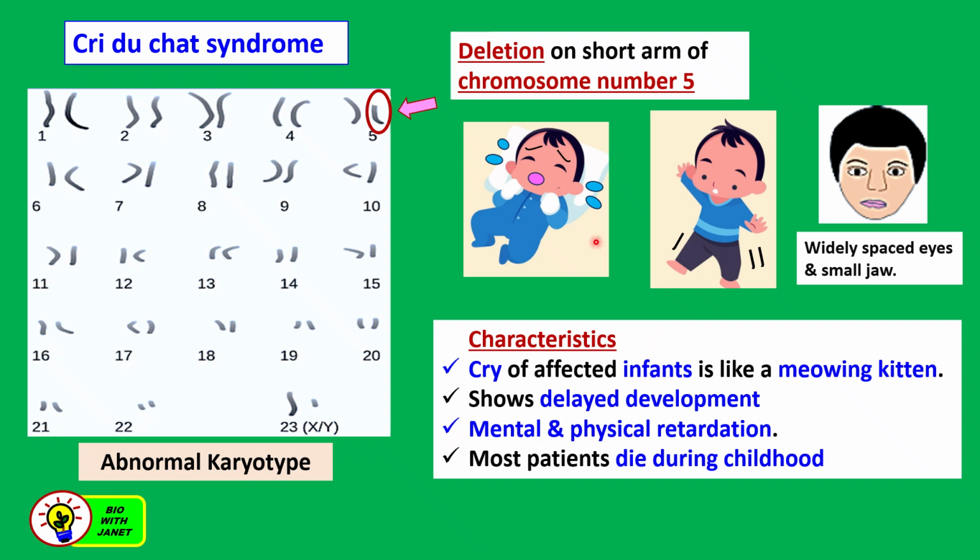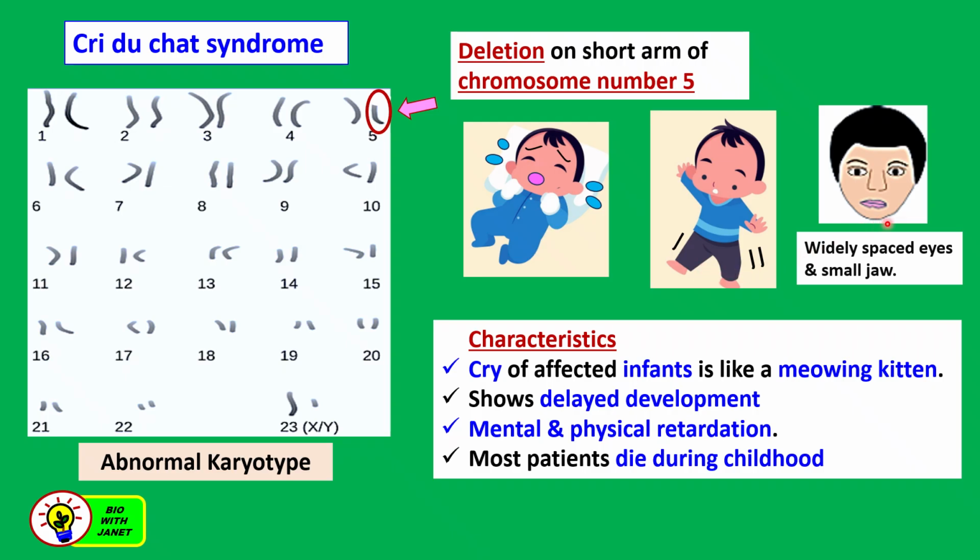The cry of affected infants is like a meowing kitten or cat. Secondly, the patient will show delayed mental and physical development. Okay, so it shows delayed development. They may walk later, talk later, and so forth. So there is mental and physical retardation, right? So they cannot develop fully and they develop very slowly. Most patients die during childhood.